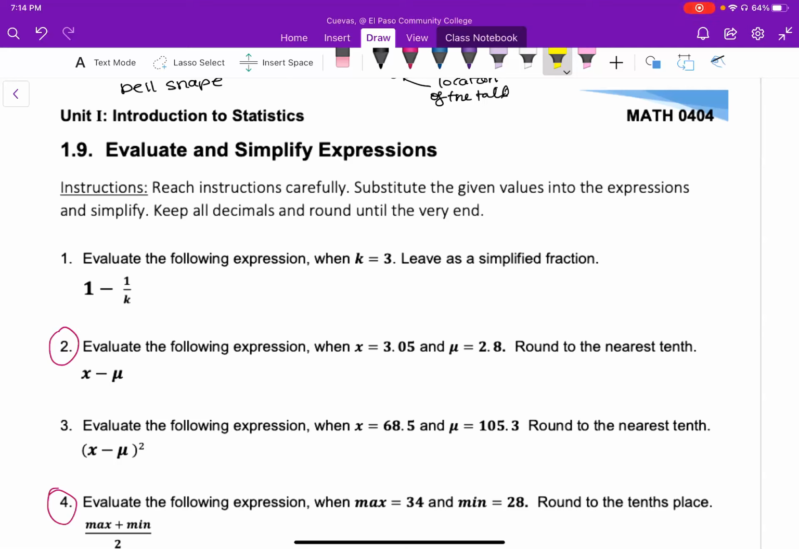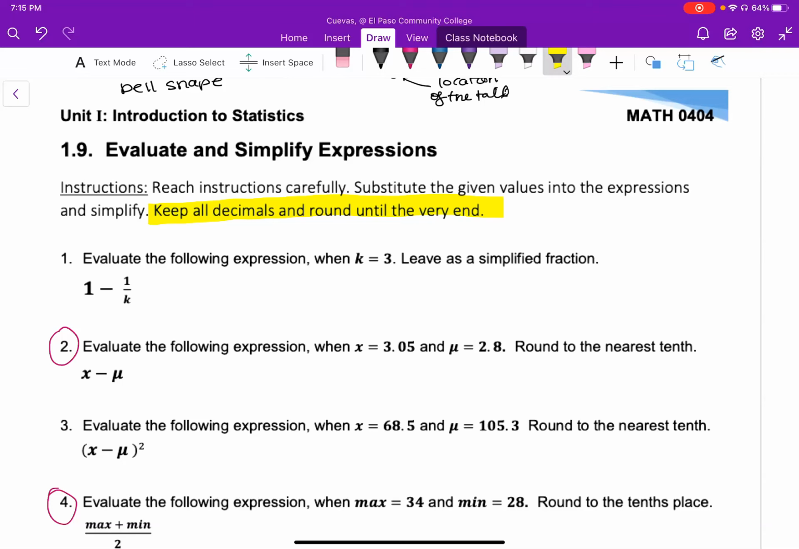Section 1.9, Evaluate and Simplify Expressions. It says to substitute the given values in the expressions and simplify. We're going to keep all decimals and round until the very end. This is a common problem when students are computing with decimals.